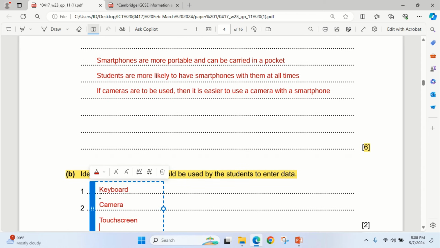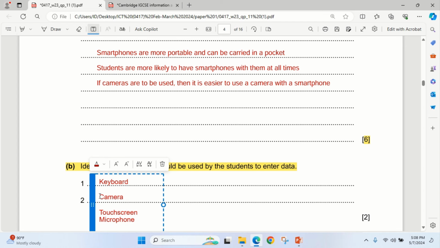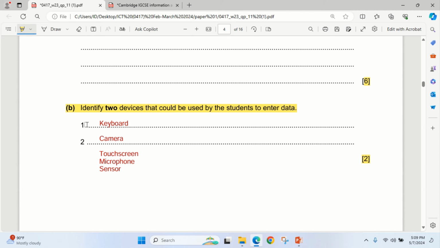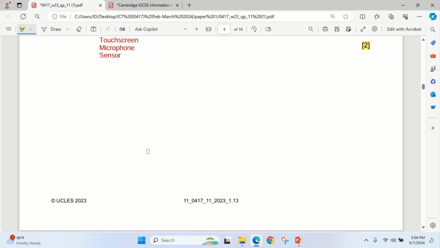They could make use of microphone or sensor because of the type of project they are using. So any 2 will earn you the full mark. And like I've been saying, take note that whenever you have this kind of question and the response you have to give has been numbered, you are going to be marked by the way you have written in the right order. So in this case, if keyboard was the correct thing, you get it. Camera, you get it. So take note of that.